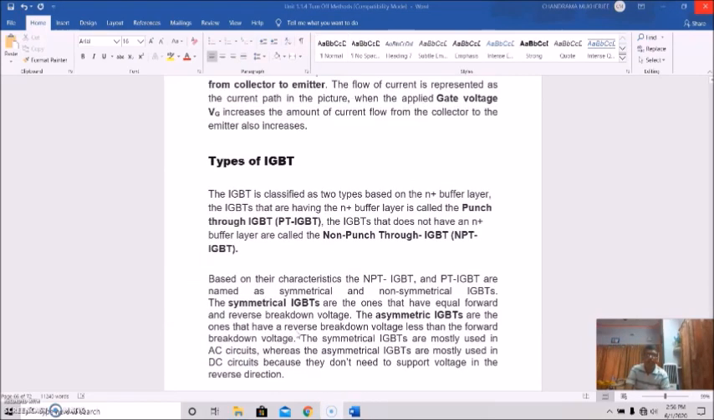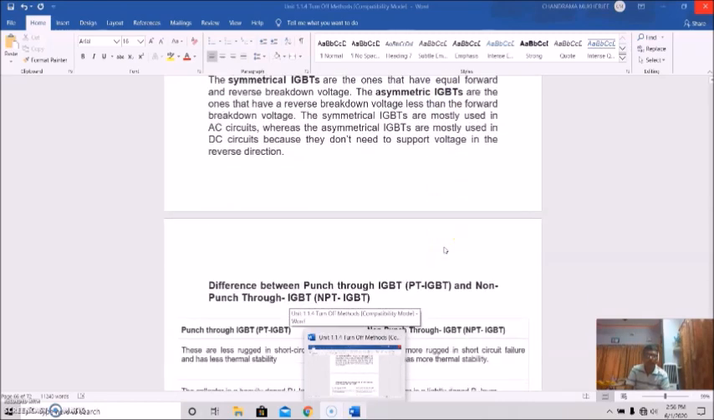So we get two types of IGBT, punch through IGBT and non-punch through IGBT, named as per the presence of the N plus buffer layer. Where the buffer layer is present, it is called punch through, and where it is not present, it is non-punch through IGBT.